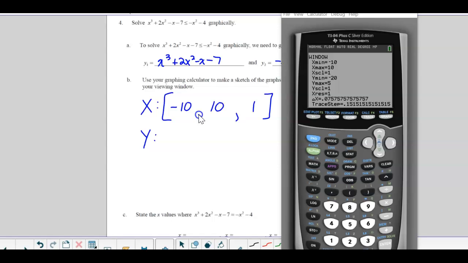So if I were to copy what you put into your Y1 and your Y2 with that window, I should see all the important information, where they intersect. That's how I check, because I can't come around to all your calculators and watch you do it, right? But that's how I know.